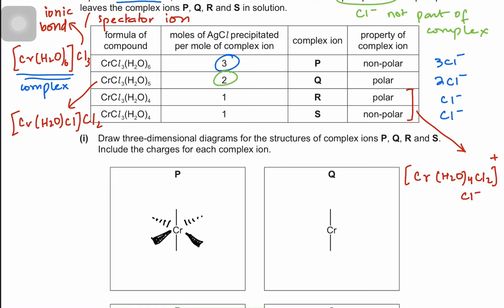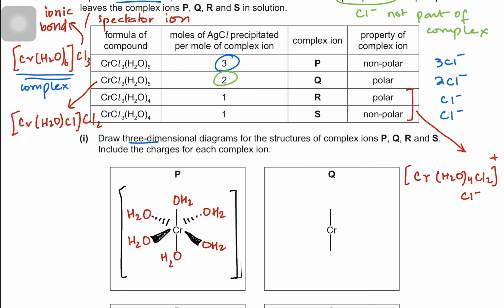In the complex P, you can see that there are all water ligands. So you will draw just oxygen atoms as the coordinate bond lone pair donor and the H2s around it, and then you put the square bracket and then you place the charge on it. Let me draw the square bracket correctly. A square bracket and then the charge. The charge was 3 plus because 3 chlorides were outside the square bracket, which means the complex was 3 plus.